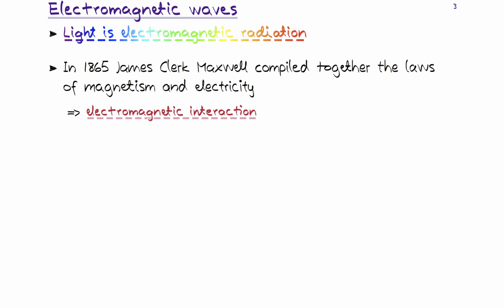And how this happened was that Maxwell made a slight addition to the existing equations, and that gave rise to the possibility of actually forming a wave equation out of Maxwell's equations, and that was the kind of huge revelation at the time.